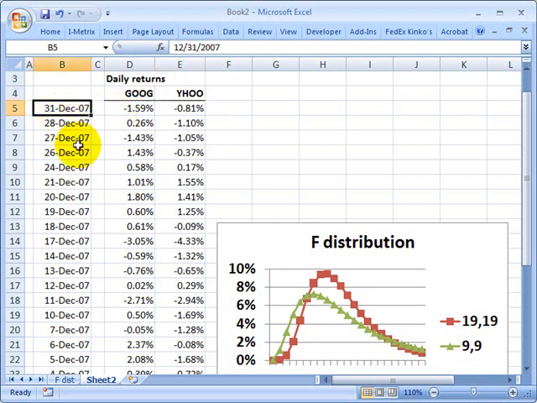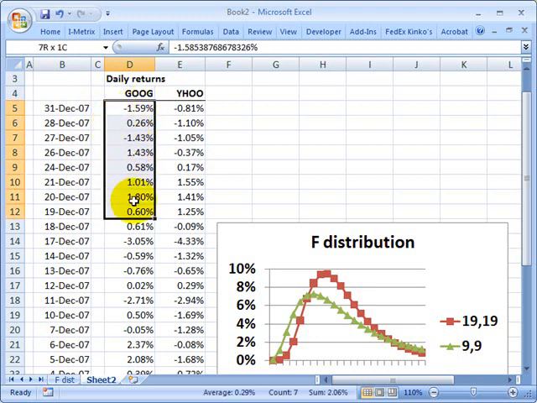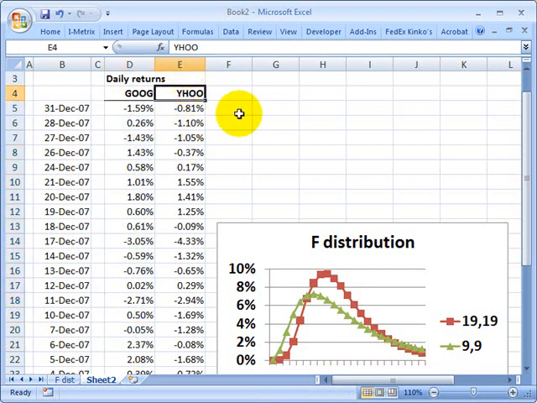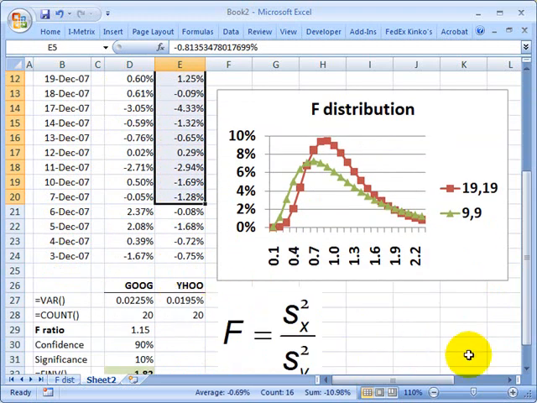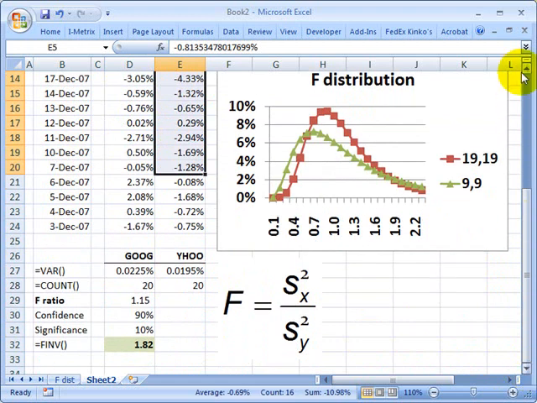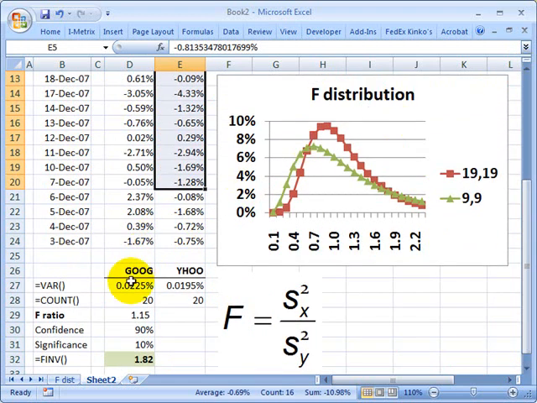So the most recent day is December 31st, 2007, and Google's daily price return for that day was negative 1.59%. So for Google, I have a series of 20 daily periodic returns for the month of December 2007, and I have a second series, a different series of Yahoo's periodic returns, also for 20 days. So I'll move down now below those columns, and just keep in mind we have a small sample for each.